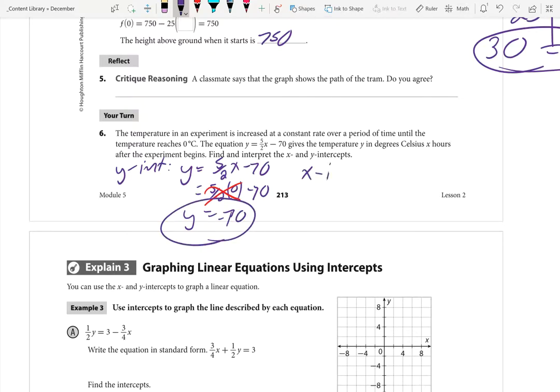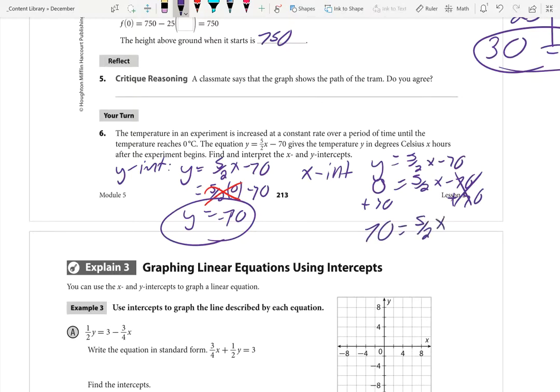Now, if we want to find the x-intercept, it's a little harder. We've got to plug 0 in for the y. So we had y equals 5/2 x minus 70, but we're going to plug 0 in for the y. So we have 0 equals 5/2 x minus 70. What I would do first is add 70 to both sides, making this equation 70 equals 5/2 x.